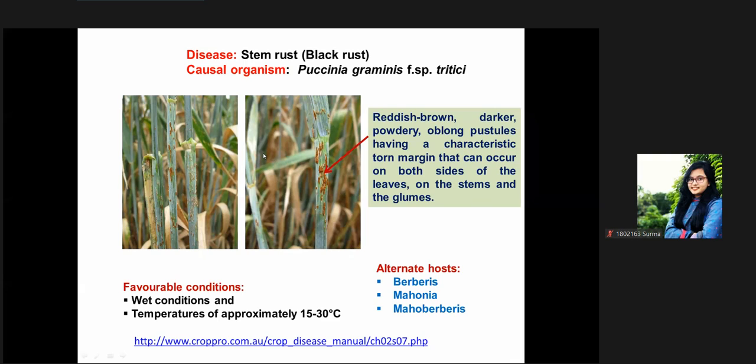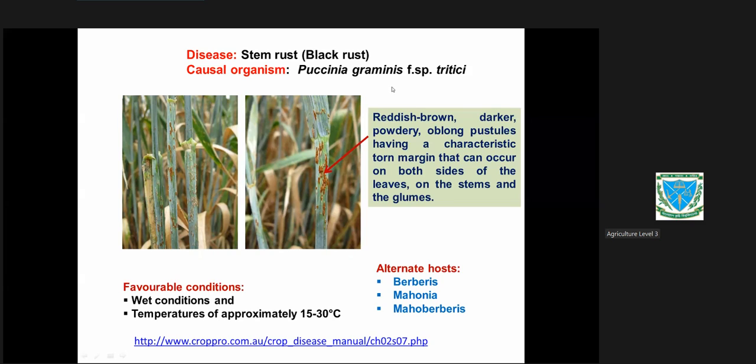Rust can be seen on the glumes, stem rust. We call it black rust. Black rust, Puccinia graminis f. sp. tritici. Barberry plants, Mahonia and Berberis. These plants serve as the alternate host of this pathogen. Puccinia graminis f. sp. tritici. That means this graminis only infects the wheat plants.